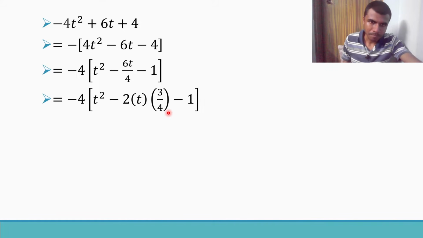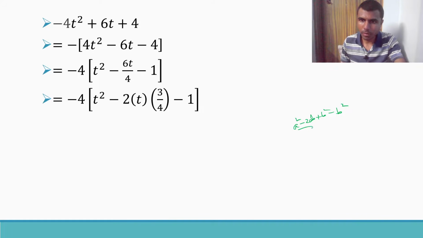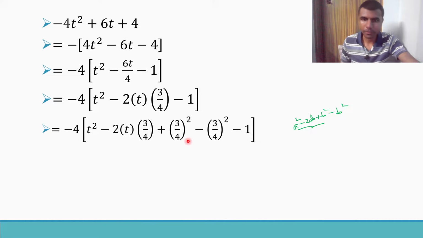Now, this is something like a square minus 2ab. To complete the square, I need b square, so plus b square minus b square. So this will become a minus b whole square. Now, if you observe, in place of a I have t, and in place of b, from 2ab, that is 2 into t into 3 by 4, I have 3 by 4. So 3 by 4 whole square I am going to add and subtract. So plus 3 by 4 whole square minus 3 by 4 whole square minus 1.